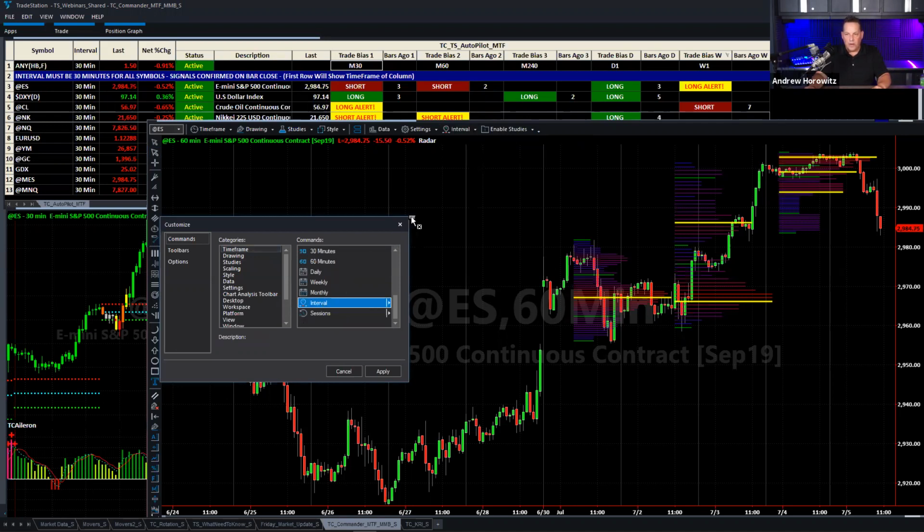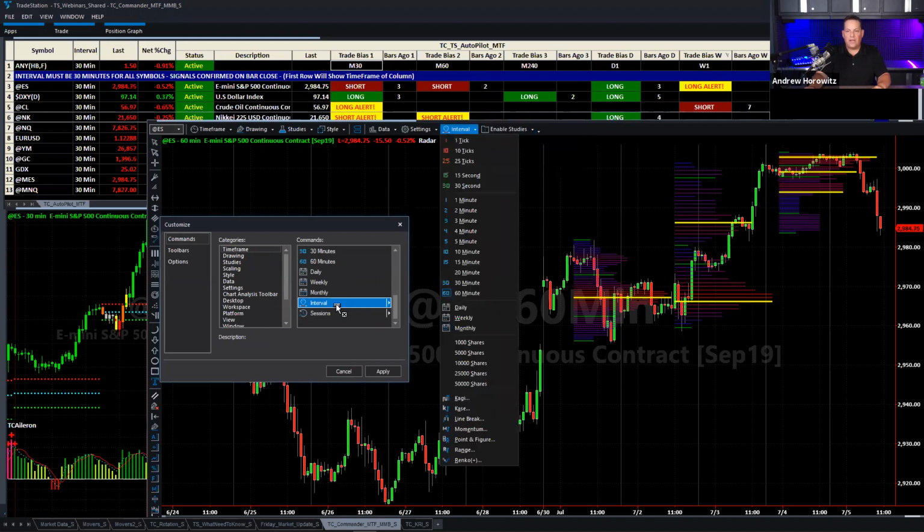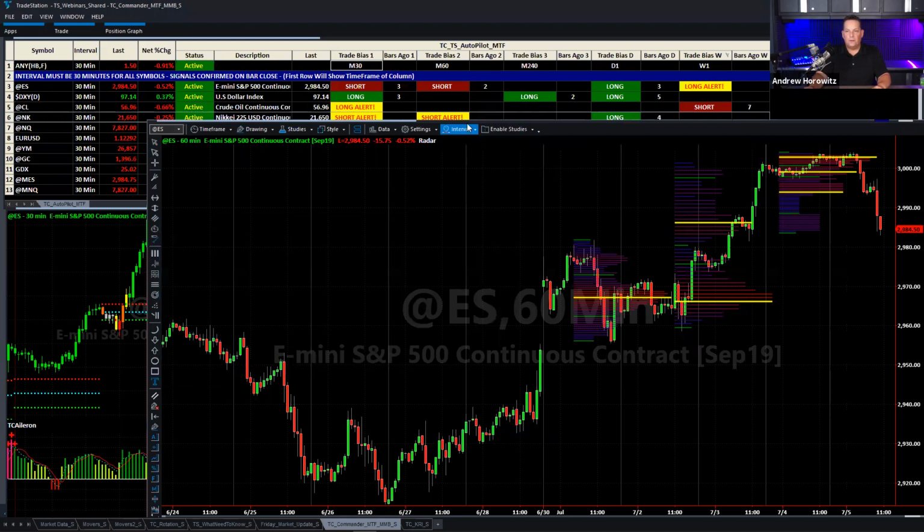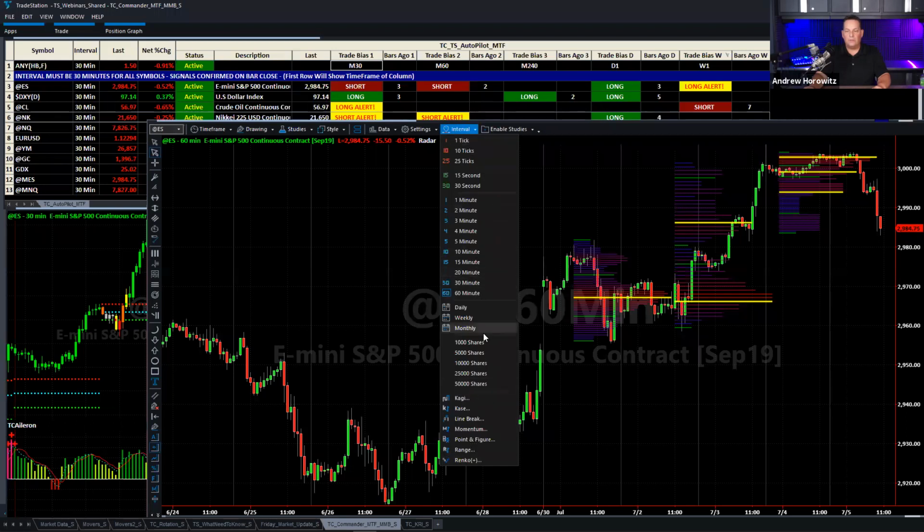And you just drag it where you want it to go. You just drag it right there, stick it there, and then you'll have your intervals able to switch around any way you want. And there's other things you could do. You could do daily. You could change it to line breaks or momentum, point and figure charts, range charts, whatever you want to do. But here's usually what people use: the daily or the 3-minute, 5-minute, 60-minute, whatever it is.